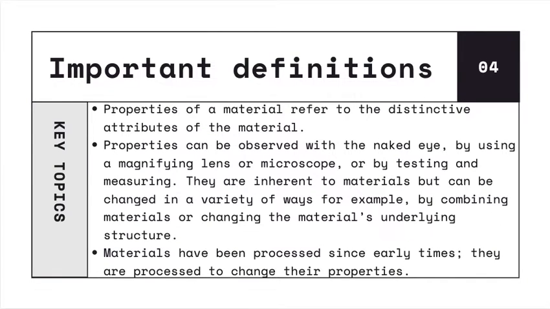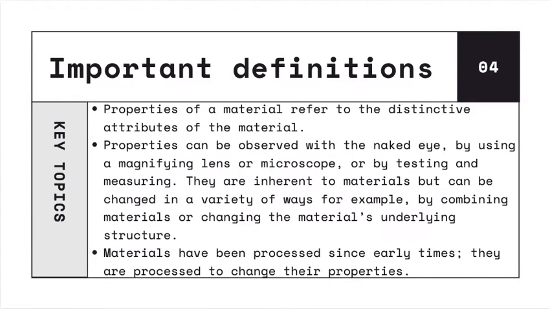All right, some important definitions before we begin. Properties of a material refer to the distinctive attributes of the material. Some examples might be that some materials are transparent, whilst others you cannot see through at all. Some are hard, some are soft, some are rough, etc. Properties can be observed with the naked eye, by using a magnifying glass or lens or a microscope, or by testing and measuring the materials. And they are inherent to the materials, but they can be changed in a variety of ways. For example, by combining materials or changing the material's underlying structure.